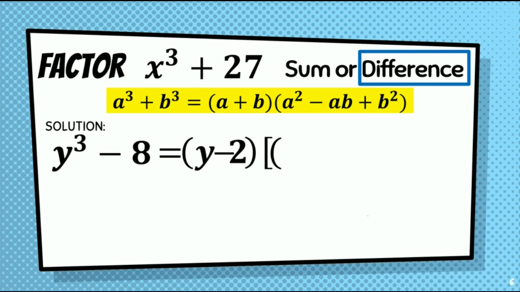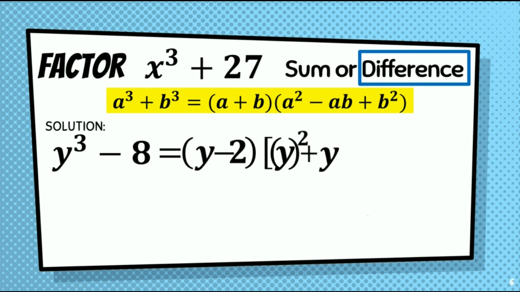Let us have the trinomial factor. Square the first term. Then get the opposite sign of the given problem. Since our given problem is difference, its opposite sign or opposite operation is addition.